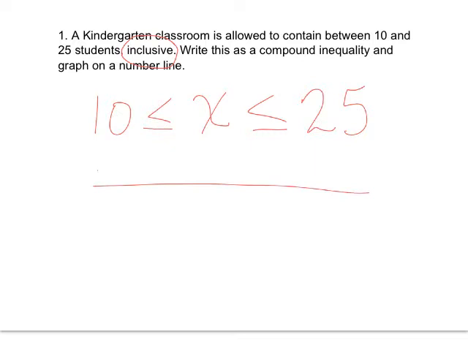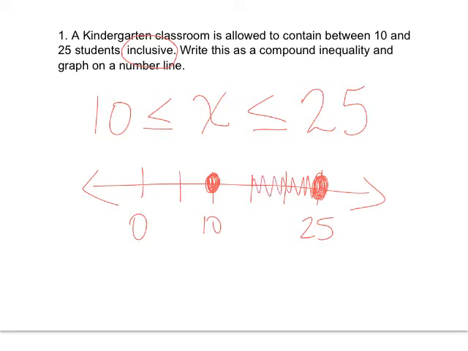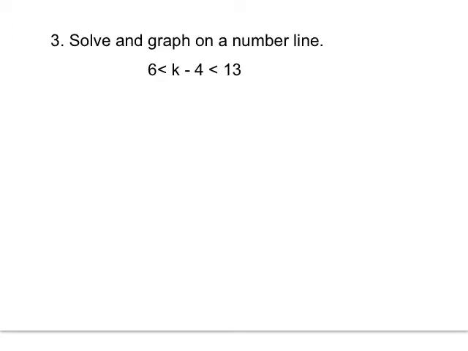On a number line, we would just show, maybe here is 0, 5, 10, 15, 20, 25. 10 was here. A closed point at 10 and also a closed point at 25, and shade the value in between. Now, your problem 1 on your paper isn't this one. It's real similar. So you may pause now and try number 1 on your paper.